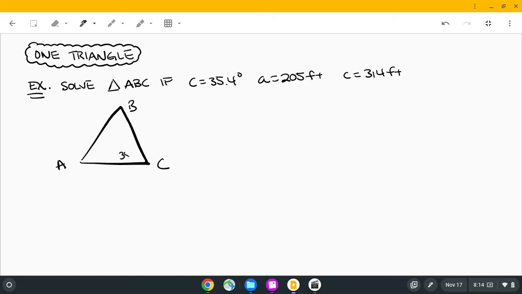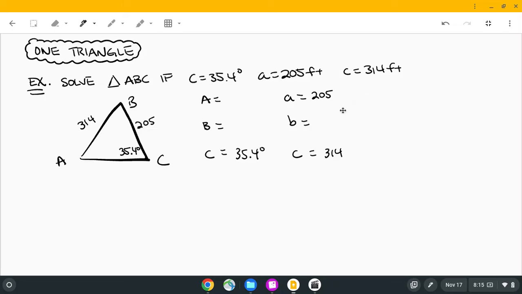C is 35.4. A is 205. C is 314. Okay, so A, B, C, little a, little b, little c. I'm leaving space here in case there is a second triangle, but we already know there's only one. Okay. Angle C is 35.4, a is 205, little c is 314.